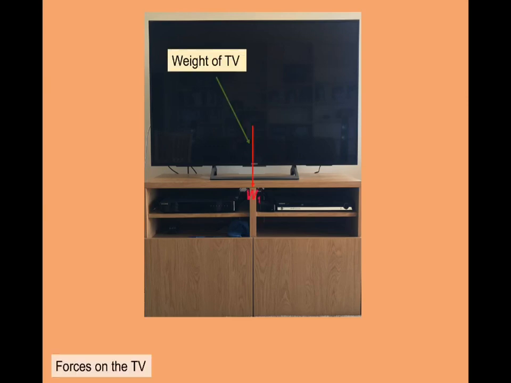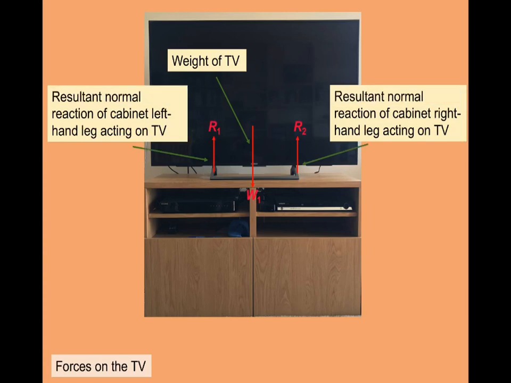So there will be the weight of the TV, which is acting downwards, okay, and then there will be two resultant normal forces acting on the legs of the TV. One here if this touches just once here, and one here if this touches just once here.